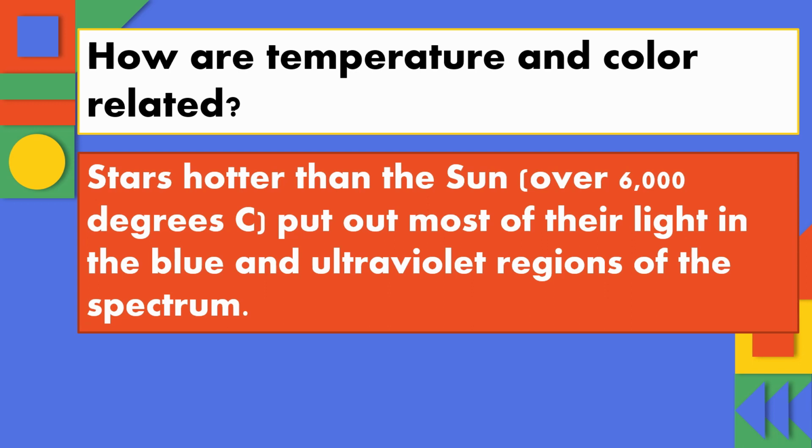Since ang araw natin ay star at ang color niya ay yellow, meron pang mas mainit kesa sa yellow-colored na stars, which is yung mga color blue at color violet. So, mas mainit yun compared sa sun natin. So, yung 6,000 degrees Celsius na temperature niya, mas tataas pa yung temperature ng mga blue at violet colored na stars.